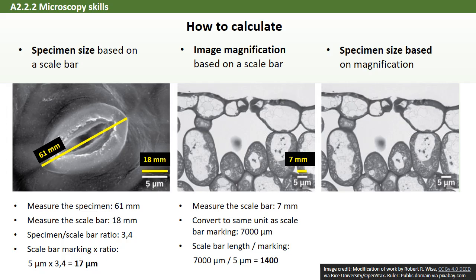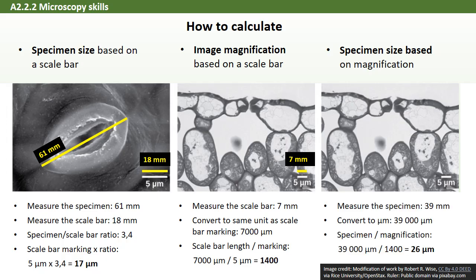And finally, on the right, let's say you want to find out the specimen size based on magnification. Now you can see it's the same picture as in the middle. It's also a stoma, seen from the side. And we know already that the magnification is 1,400.